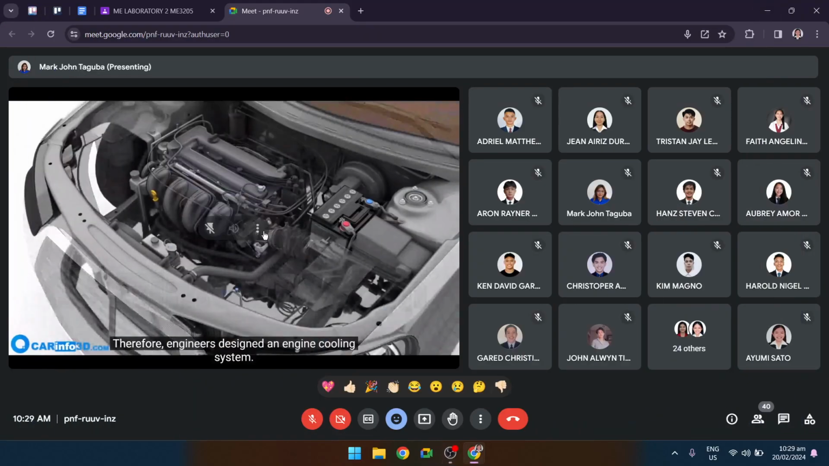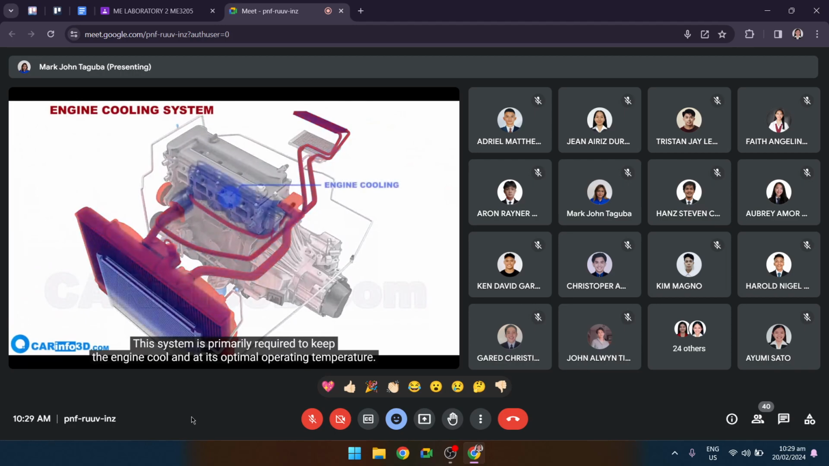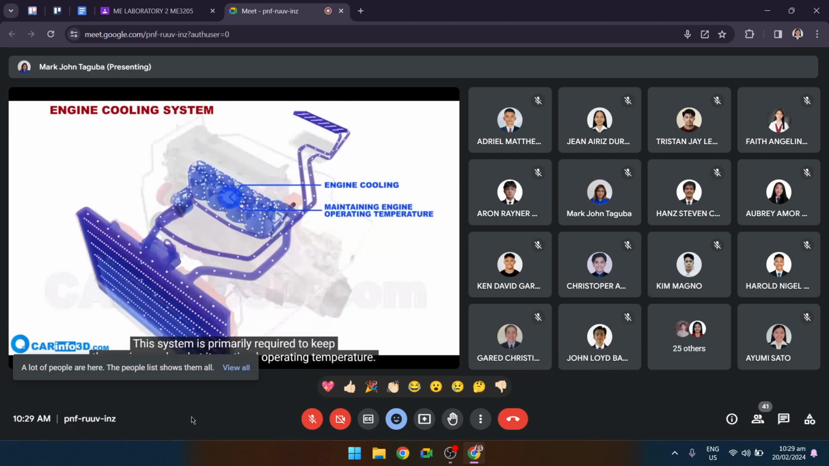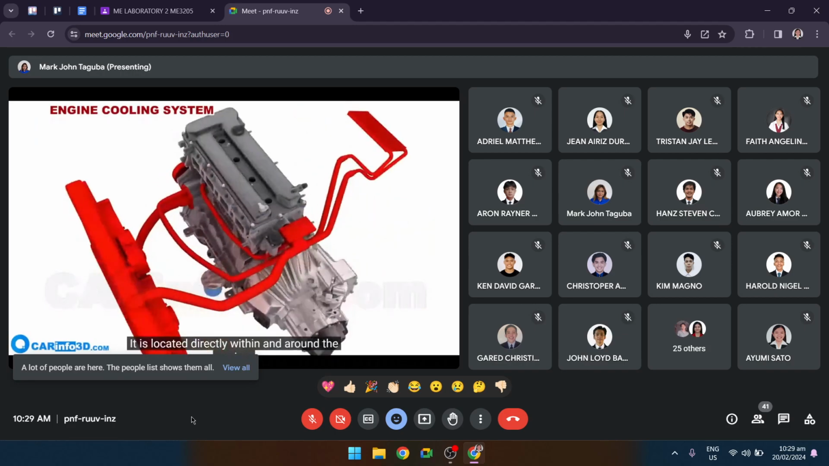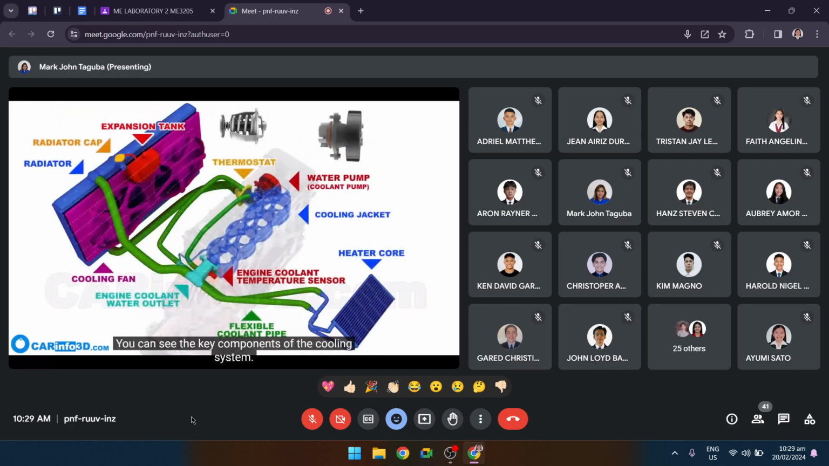Designed an engine cooling system. This system is primarily required to keep the engine cool and at its optimal operating temperature. It is located directly within and around the engine. You can see the key components of the cooling system.